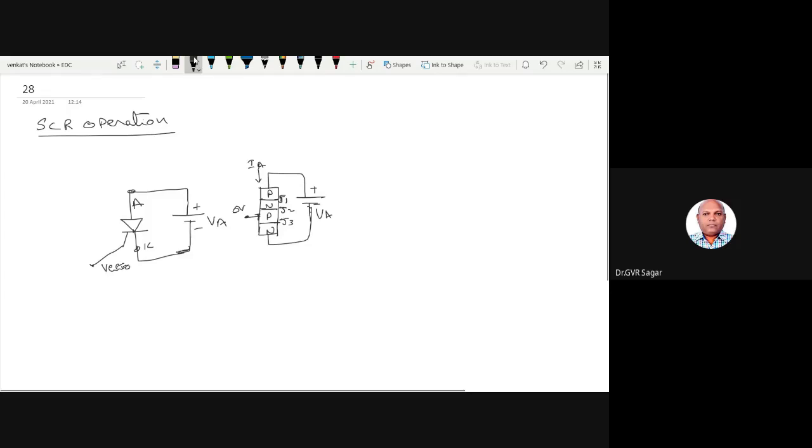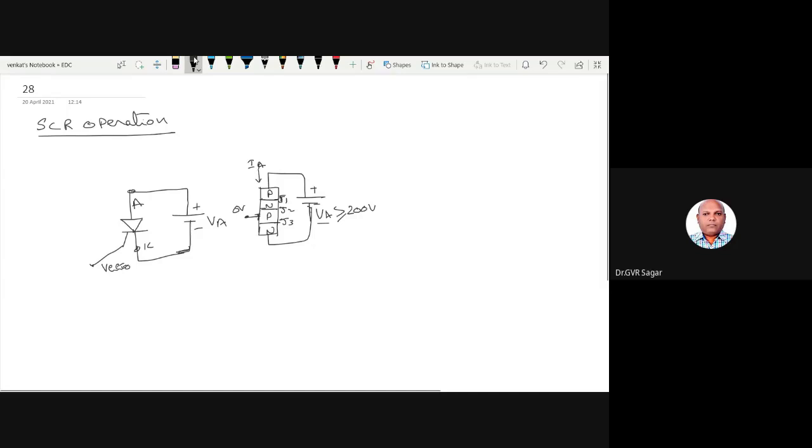So an enormous amount of current flows. Then we can say that the SCR is fired. What voltage are we applying? VA should be greater than or equal to 200 volts. If you apply greater than or equal to 200 volts, only then does the SCR fire.